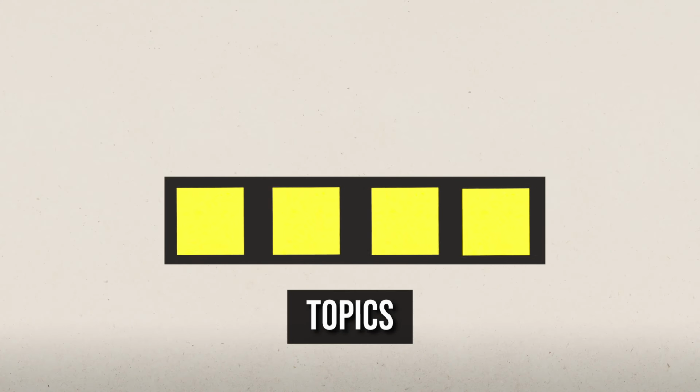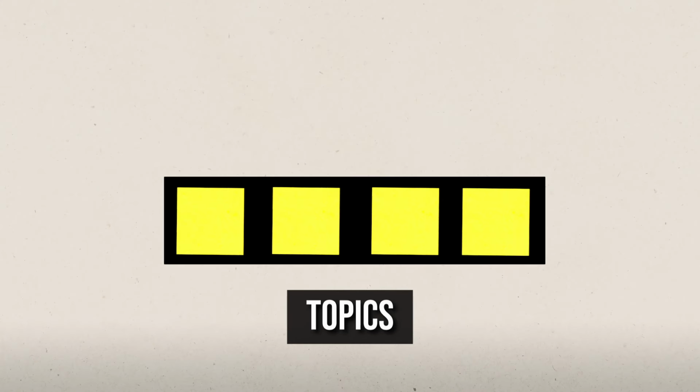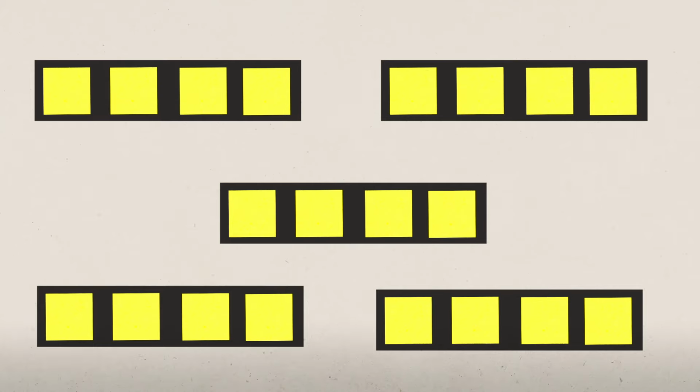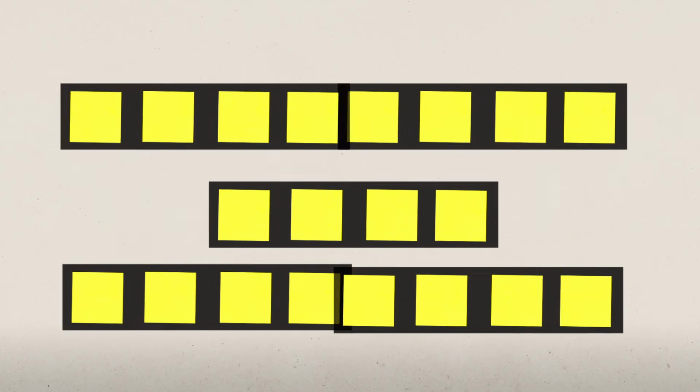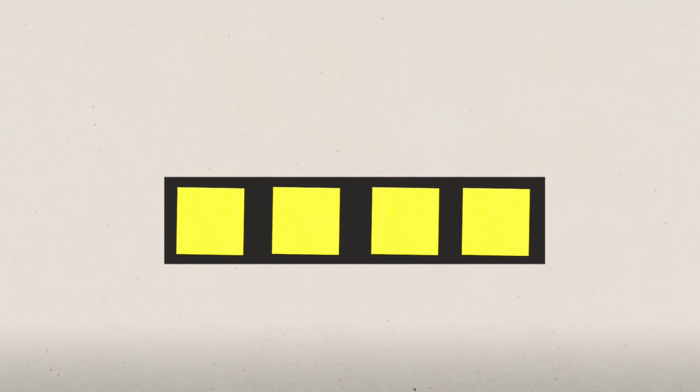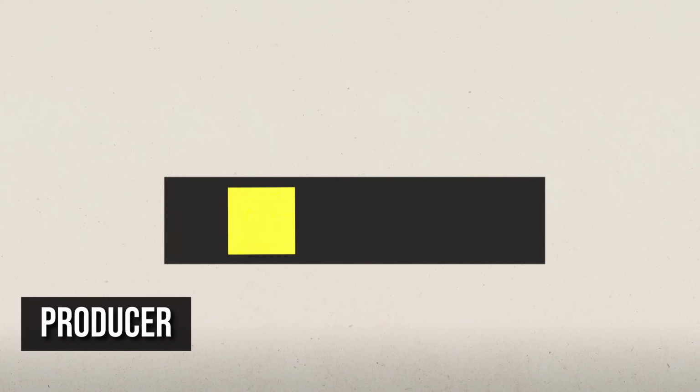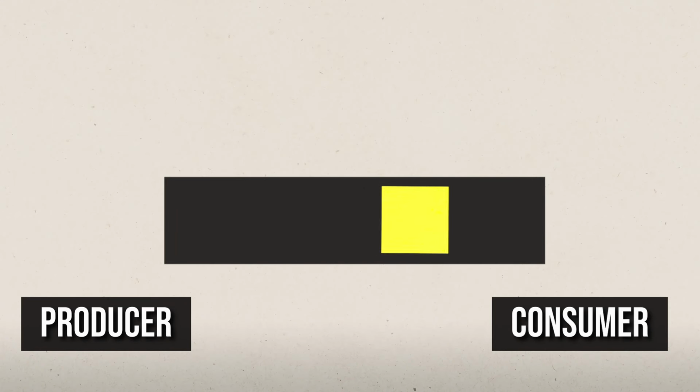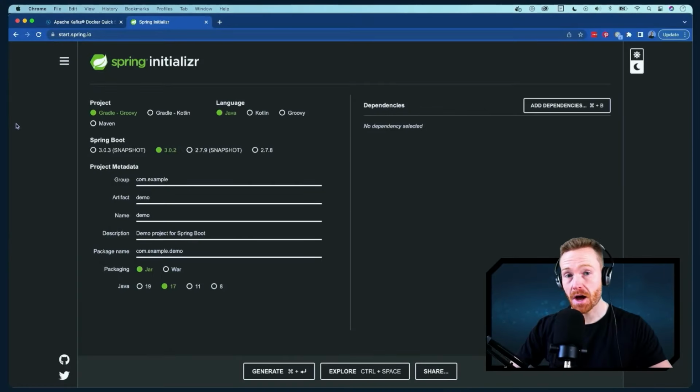Kafka calls these logs topics. Topics are easy to scale in Kafka, which is one of the reasons it's so popular. In practice, Kafka is often used for different components of a system to communicate. A producer will put information onto a Kafka topic, and a consumer will read information from a Kafka topic. So let's get going with Spring Boot and Kafka.